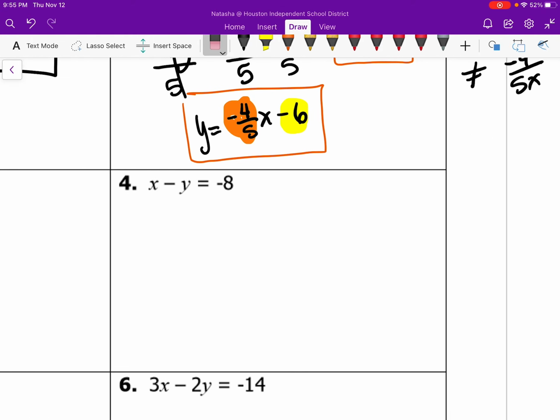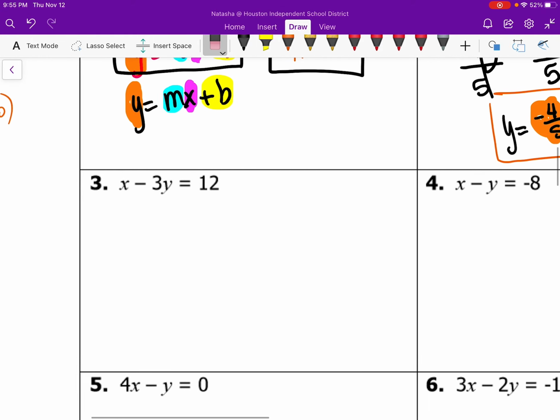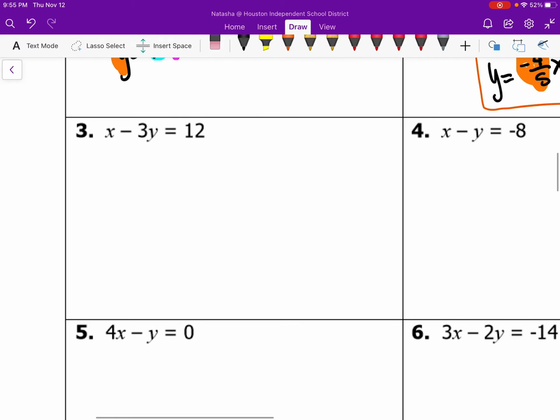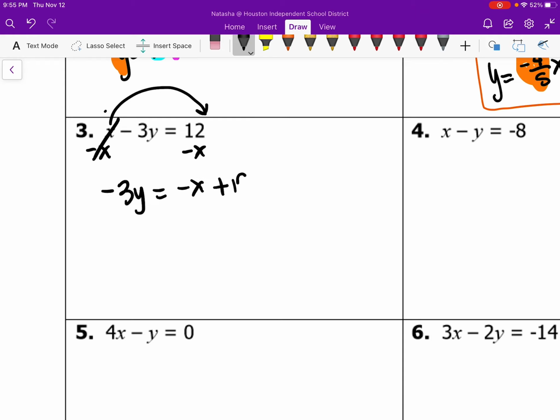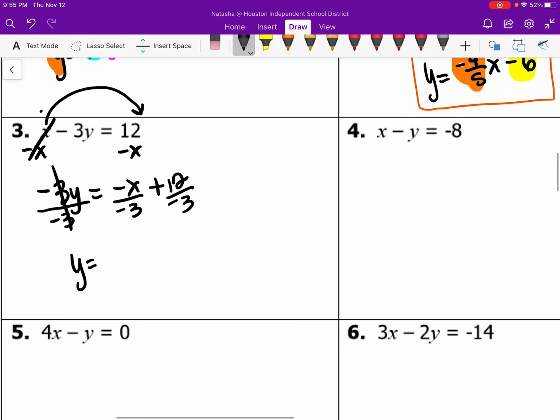Okay, I want to go over here and I'm going to look at number 3. So we're going to move the x over with the 12. So we're going to subtract x from both sides. That leaves me with negative 3y is equal to negative x plus 12. We're going to divide by negative 3. Okay, here's where your rules need to come into play.